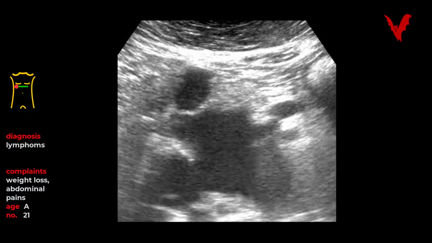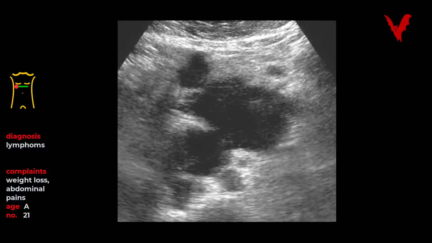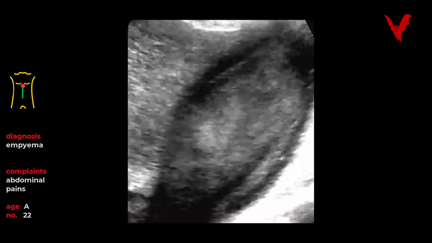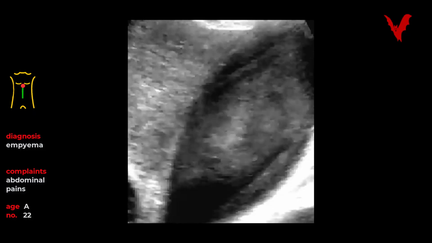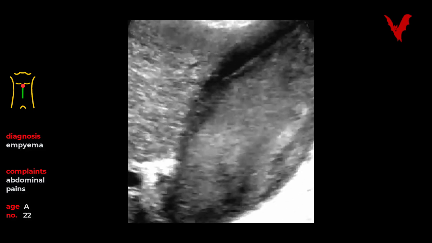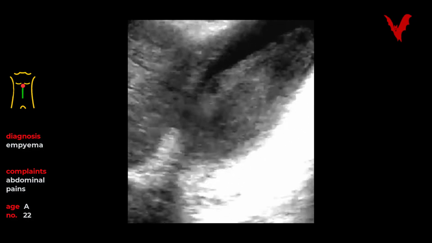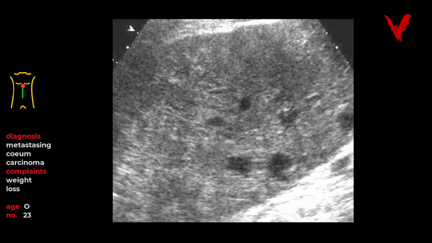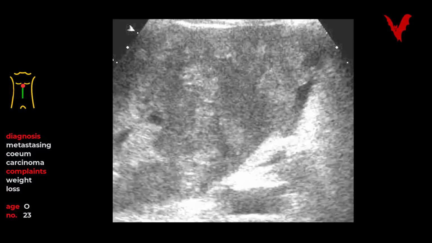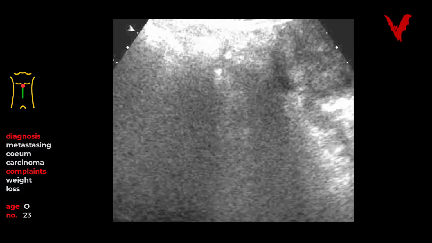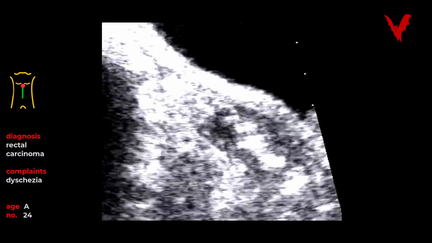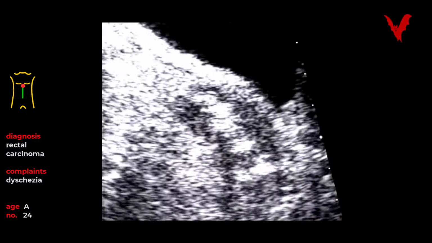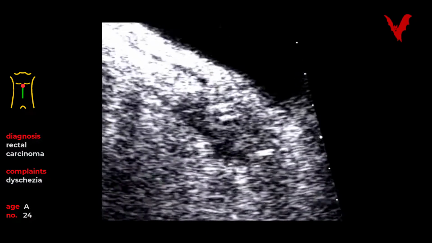Typical lymphoma in figure 21 are found in a case of Hodgkin disease. In figure 22 a typical empyema is shown, leading to the complaints given. This carcinoma in figure 23, often found in old ladies, was already advanced in its stage, as well as this carcinoma in figure 24 with lymph node metastasis already.